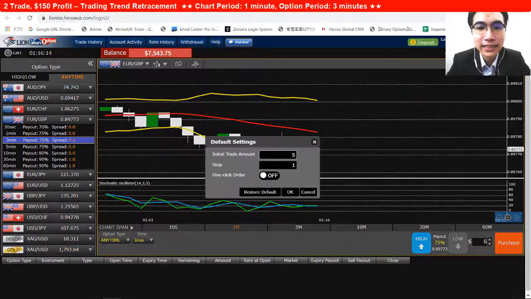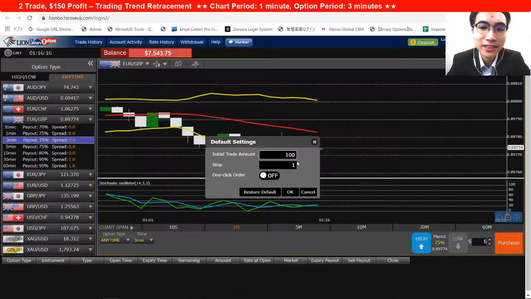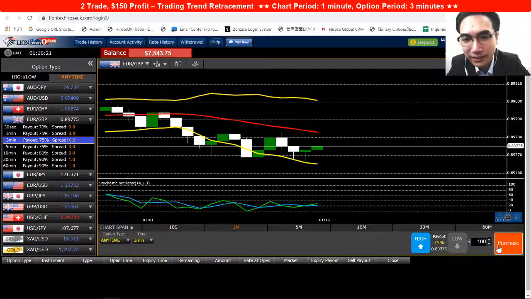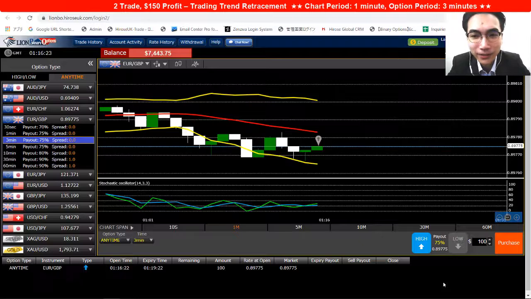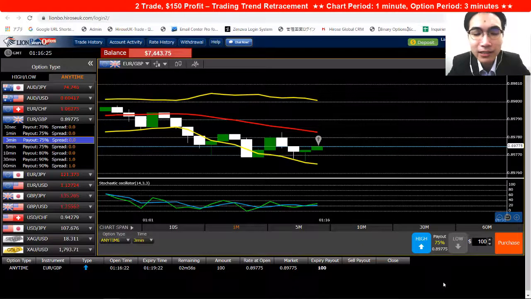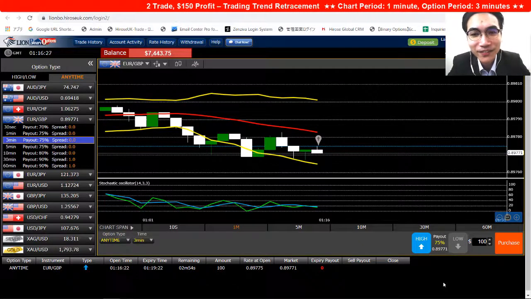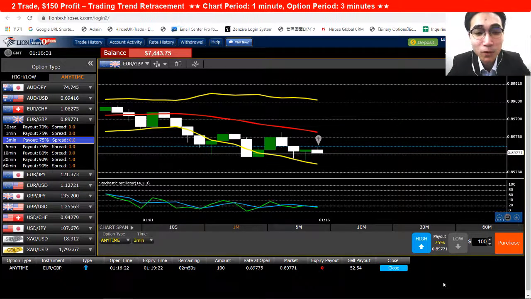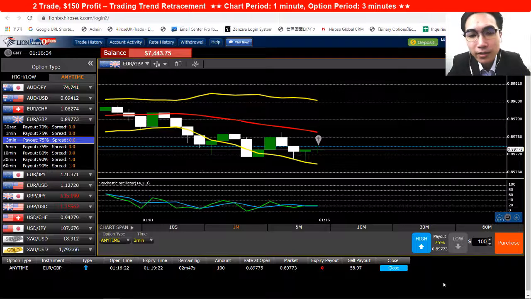Alright, I'll just set the default purchase amount to $100. So now I'm ready to go, and I will place a trade first, and I will explain to you how you can do it. Okay, I placed it at high here. Before I explain the purchase timing, I want to repeat the overbought and oversold level.